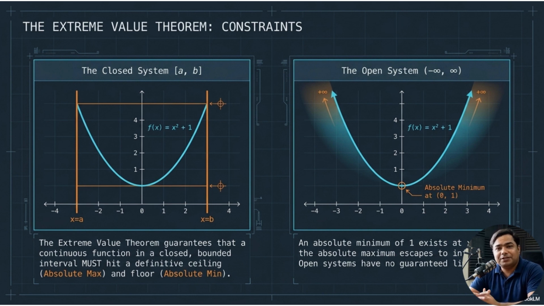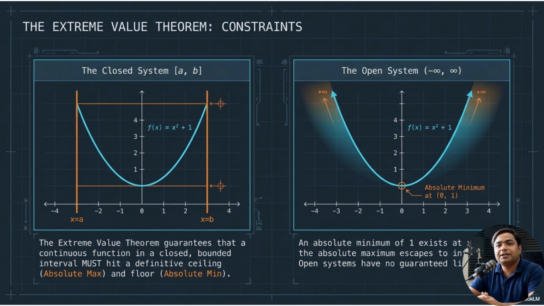On the left side of the slide, the function is shown inside a closed interval. Because the interval has endpoints, the graph must have a ceiling and a floor. That means absolute maximum and minimum values exist. On the right side, the interval is open, from negative infinity to positive infinity. The function may have an absolute minimum at x equals 0, but it does not have an absolute maximum because the graph keeps going upward forever.